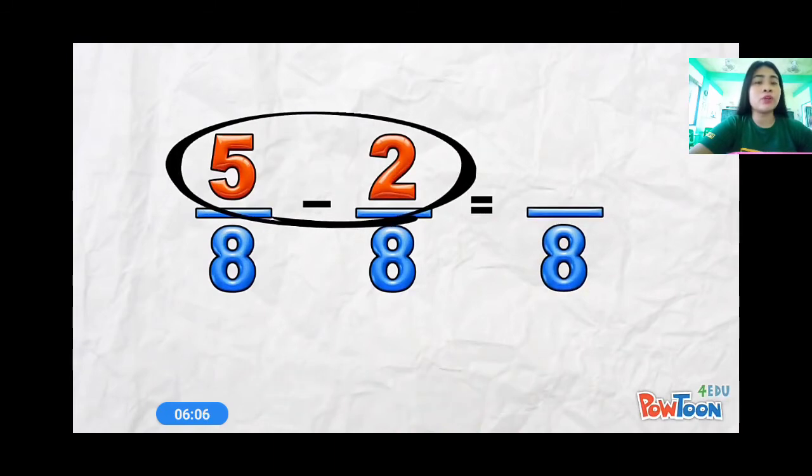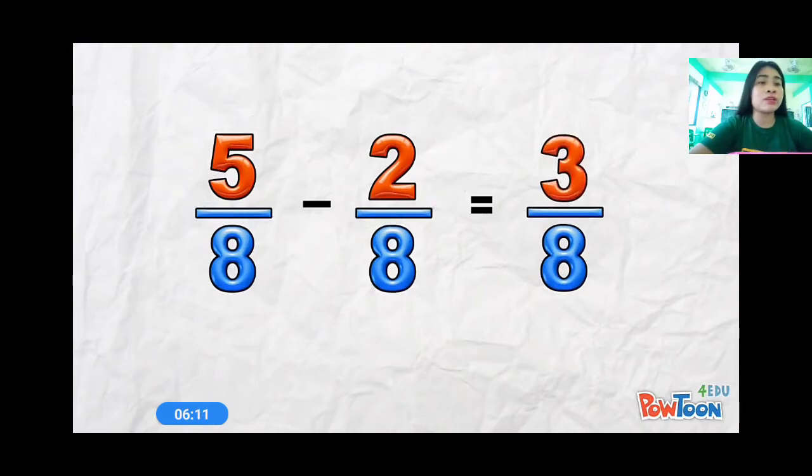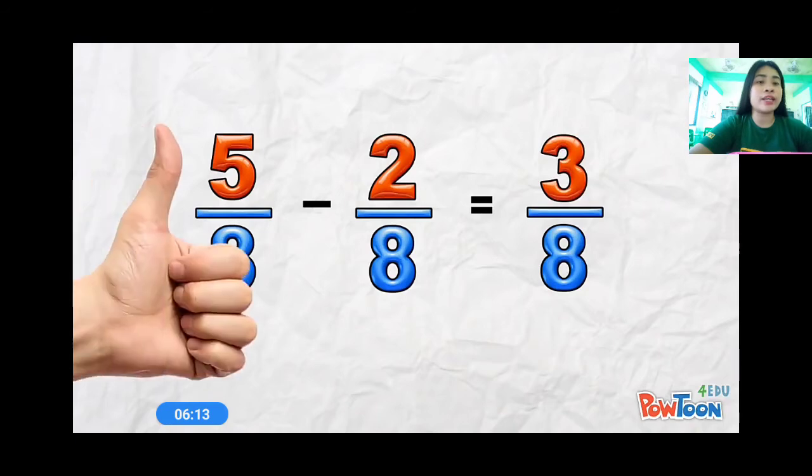And then we're going to minus 5 and 2. 5 minus 2, the answer is 3. So the final answer is 3/8.